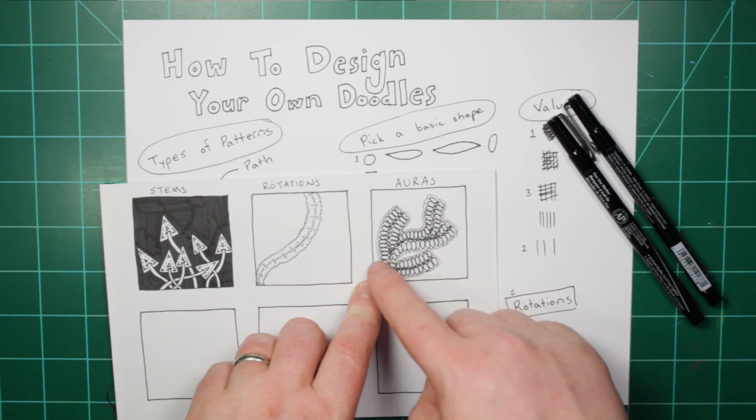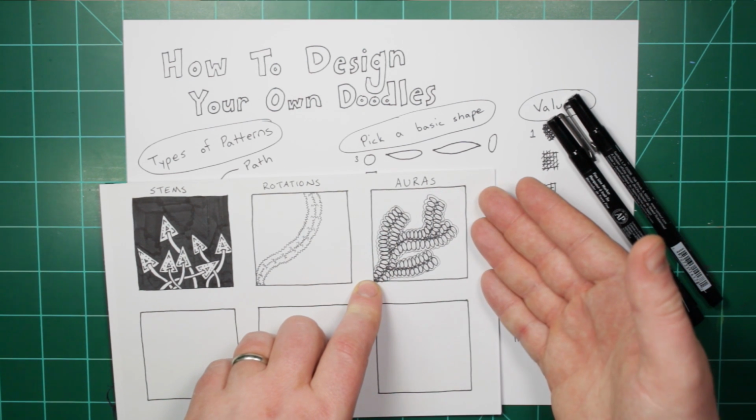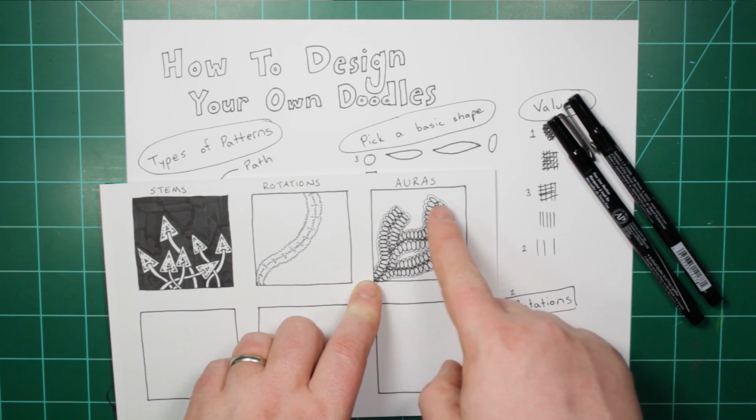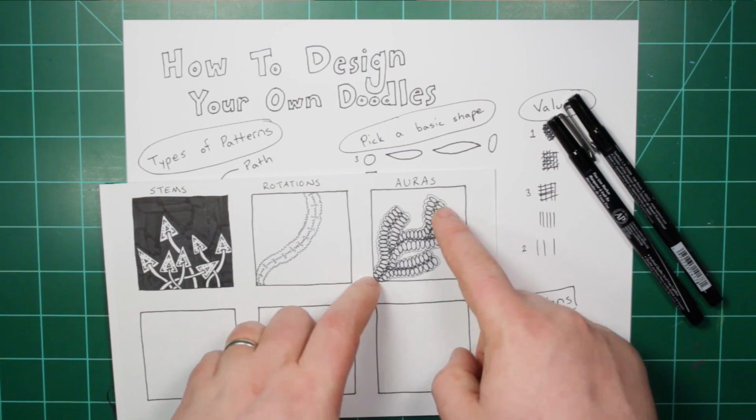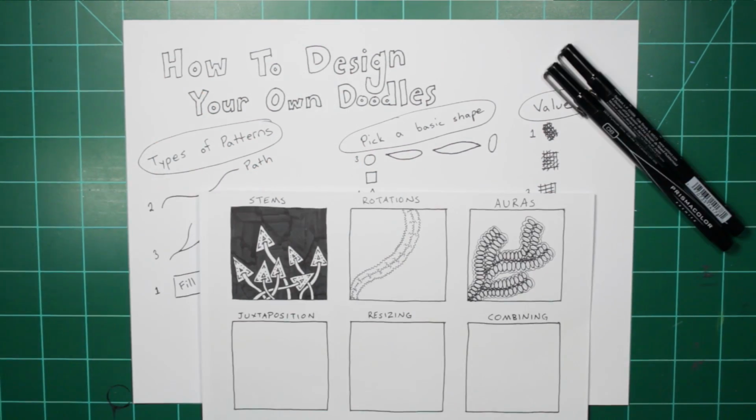If I want this to fill the whole space, I could keep going with those auras all the way until I get to the edges. Or if I want to keep it in a localized area and then put different patterns around it, I can leave it as it is.